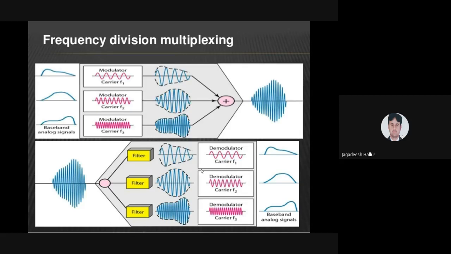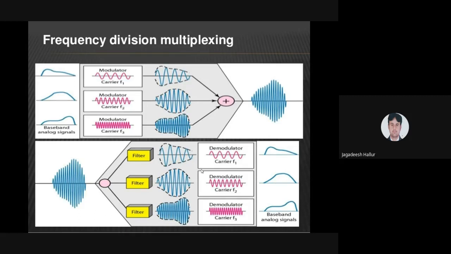The filter function is to filter out the unwanted signal, to filter out the noise which is coming with the signal. Once the filtering has been done, the received signal has to be given to the demodulator.